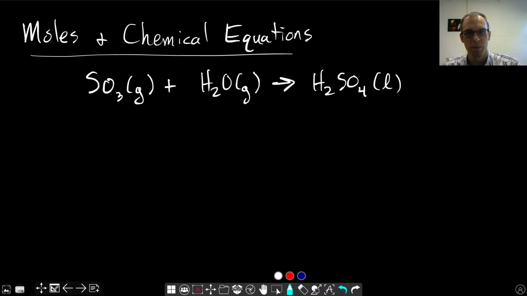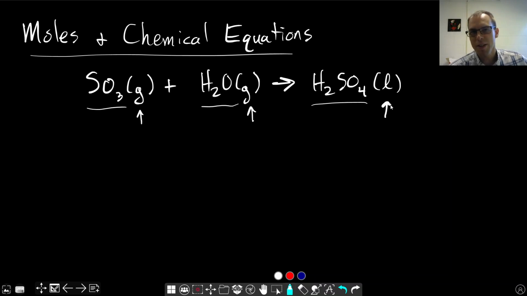This is an example from your textbook. Sulfur trioxide, practice our naming here. We're going to have sulfur trioxide here plus water, and we're specifying the phases here. These two are in the gas phase, and they react to form sulfuric acid. This one's an acid, we know, because it has hydrogen at the beginning of it. H2O is, of course, a special case here. And this forms a liquid.